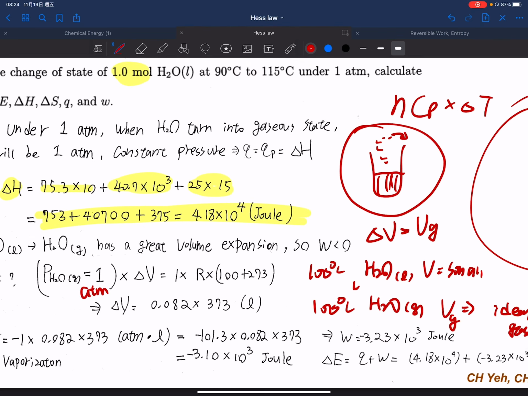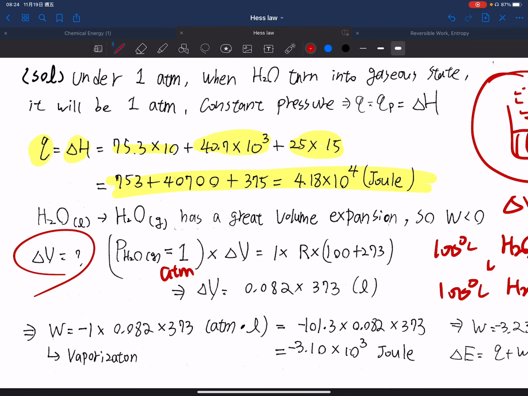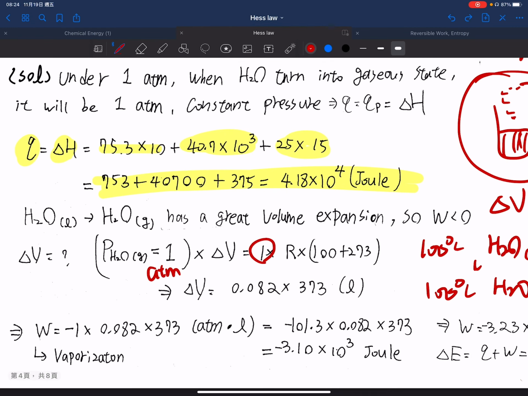Let's take a look over here. ΔV should equal 1 multiplied by the gas constant and the temperature over here, divided by the pressure. So it can easily be calculated. Notice the unit; you need to calculate this very carefully. We choose the unit as liter, so we will use the gas constant as 0.082. Now we know the volume change, so we can calculate the W change in the process of vaporization.